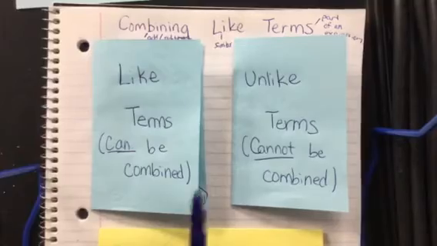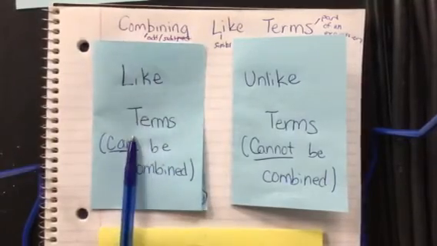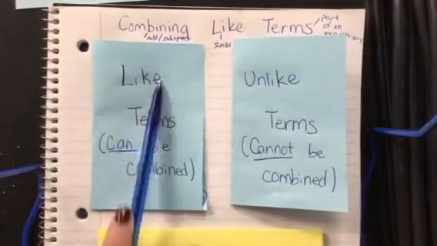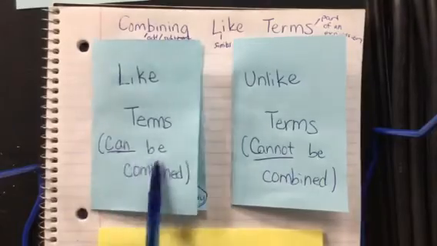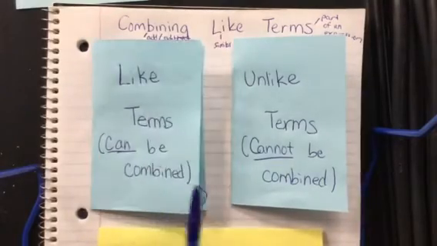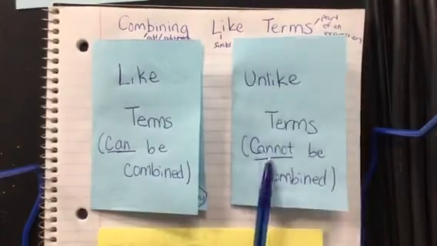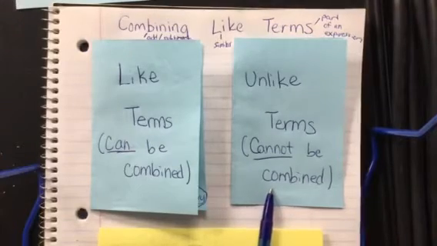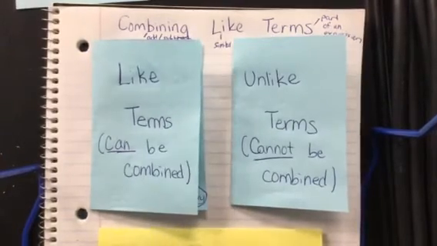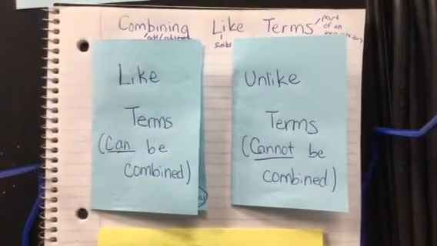So today we're going to talk about like terms. And when we see like terms, we know that they can be combined. We're going to talk about the types of terms that cannot be combined. And then we're going to talk about if we have like terms, what does it look like to combine them?